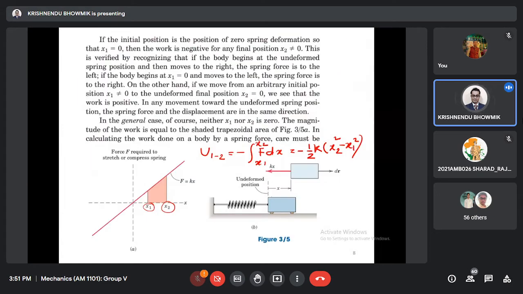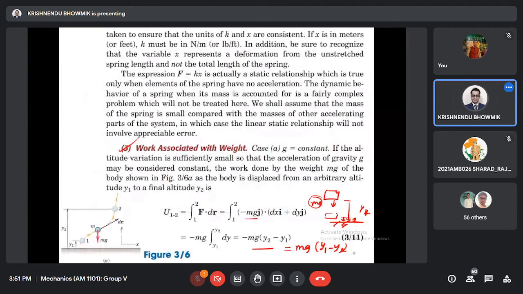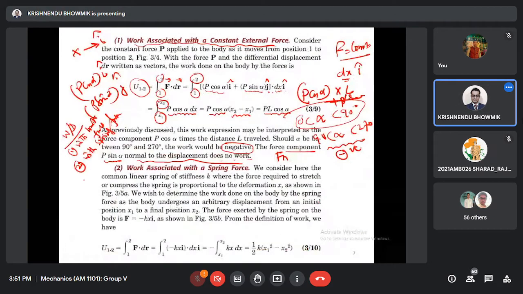It may be with spring force, or it may be with its self weight. With self weight. Now, the constant force we have understood. Now, work done associated with a spring.